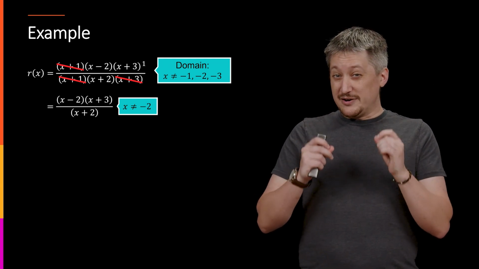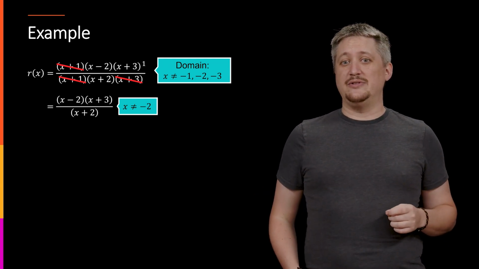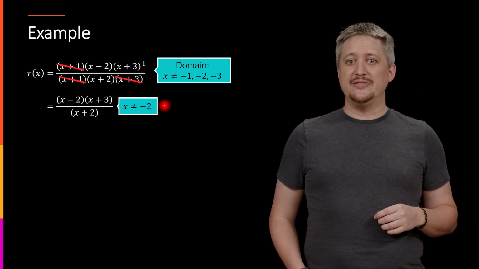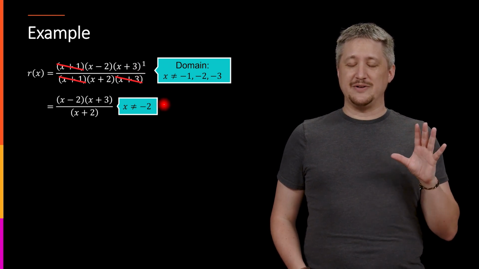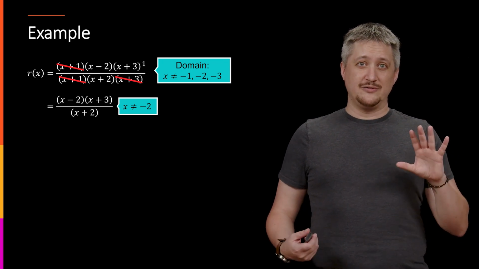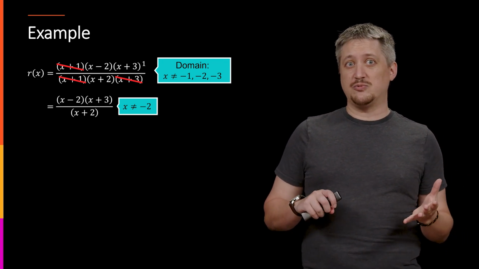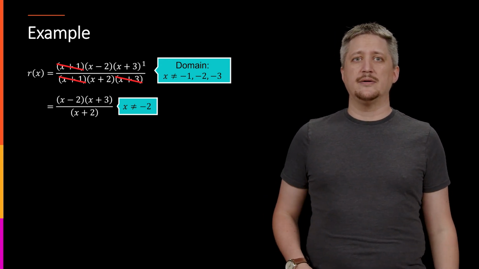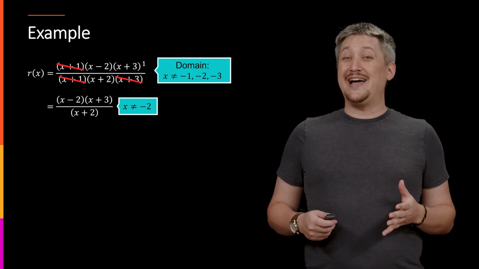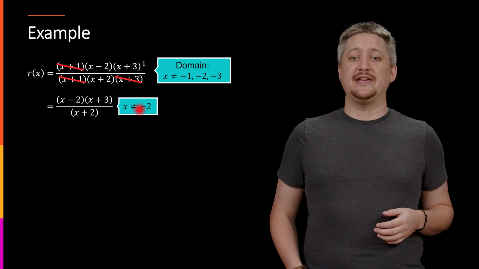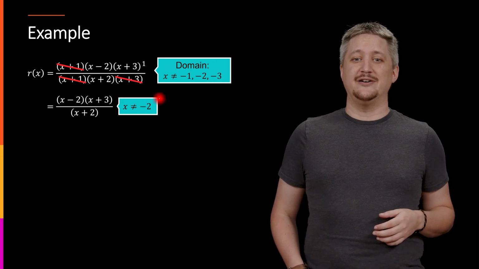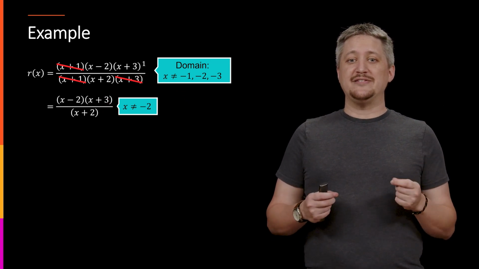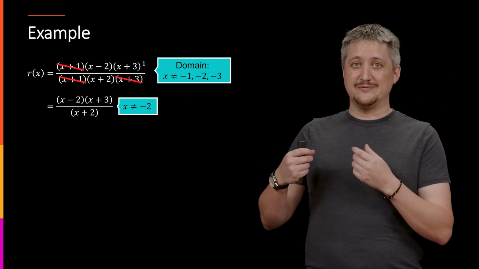Now, again, I want to be very clear that the domain is still that x can't be negative 1, negative 2, or negative 3, because that was from the original. This is just a note because this will help me figure out which values are potential vertical asymptotes versus which ones are potential holes, which is something we'll talk about in another video. Now, because I still have a domain restriction here, I still have negative 2 as an area where the bottom is 0. That means that that is a potential vertical asymptote.